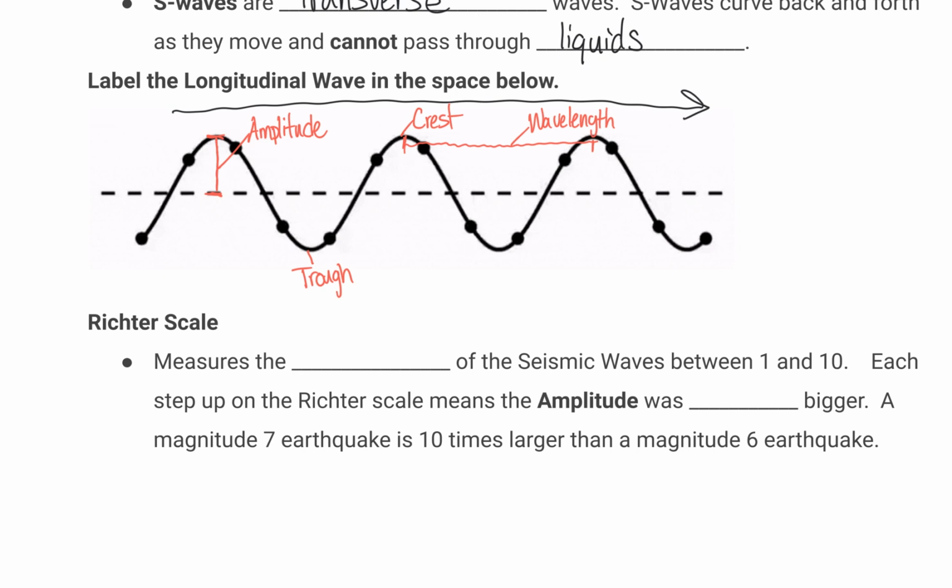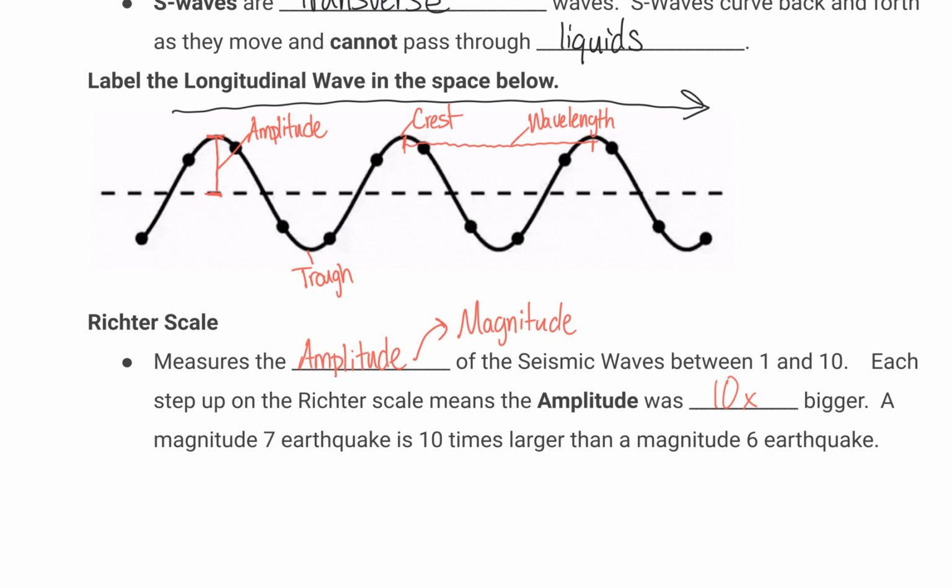And then the way we measure the size of these waves is with something called the Richter scale. So this measures the amplitude, sometimes written as magnitude. So you'll also see this as magnitude of the seismic waves, and they assign it a number between 1 and 10. But each step up on the Richter scale means the amplitude is 10 times bigger. So a magnitude 2 is 10 times stronger than magnitude 1.